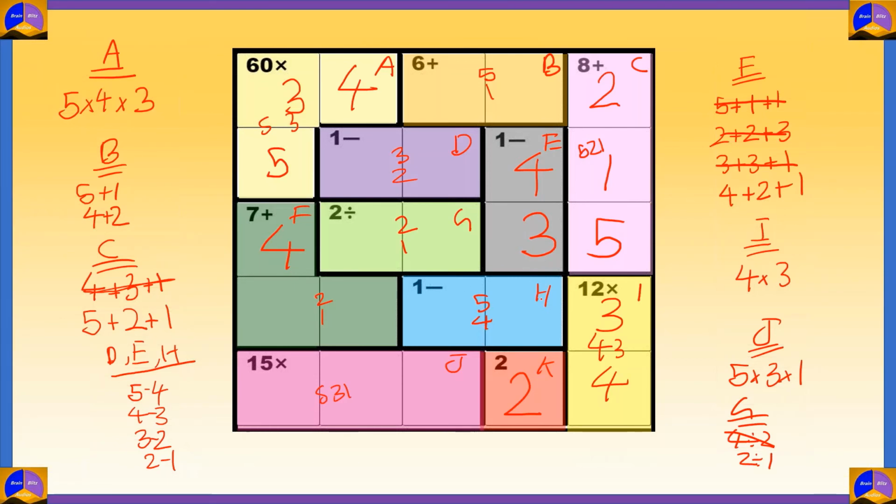Now, let's look at cage H. The numbers are 4 and 5. Now, 4 can't come over here as then it would be a repeat of 4 in the same column. So, here 5 and here 4. In similar case, in cage B, the numbers are 5 and 1. Now, 5 can't come over here as then it will repeat 5 in the same column. So, 1 over here and 5 over here.